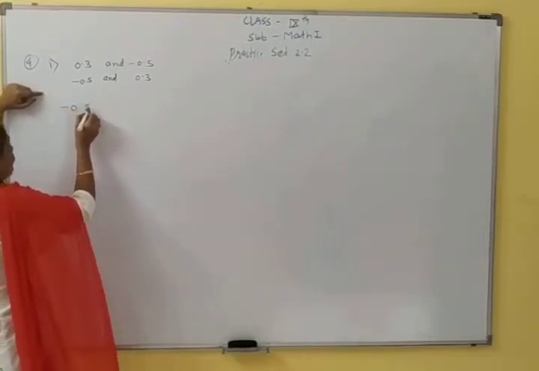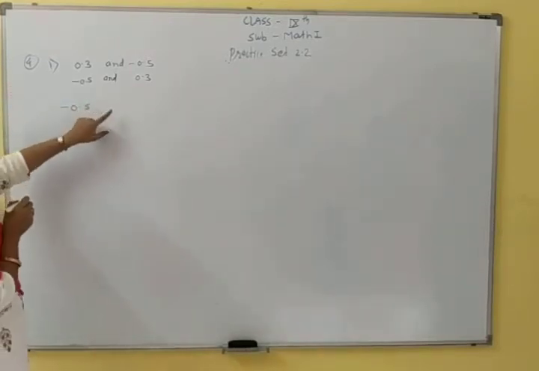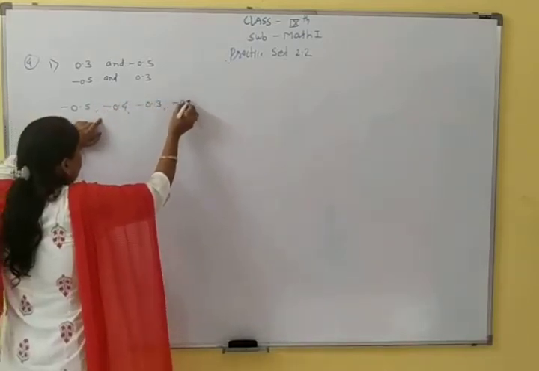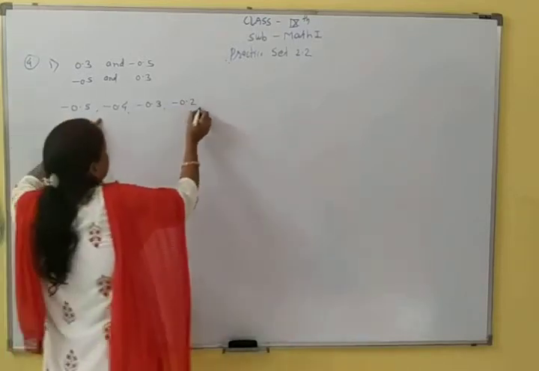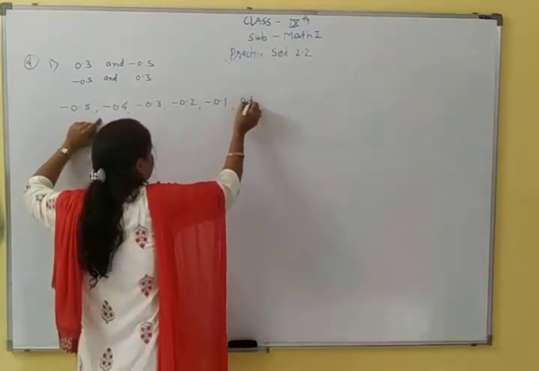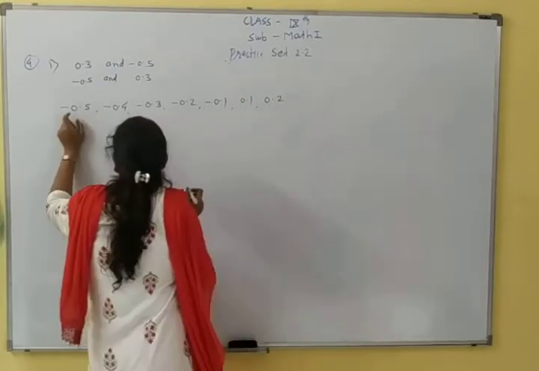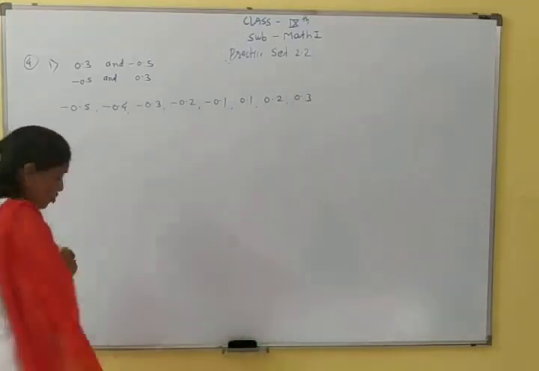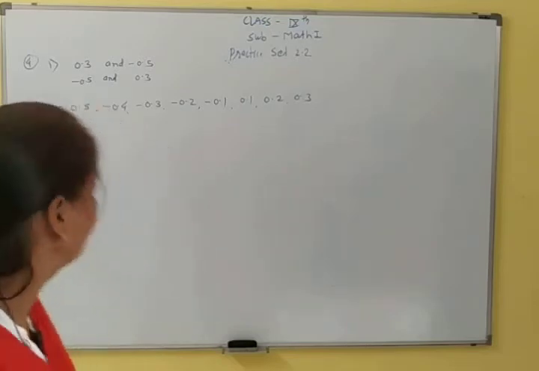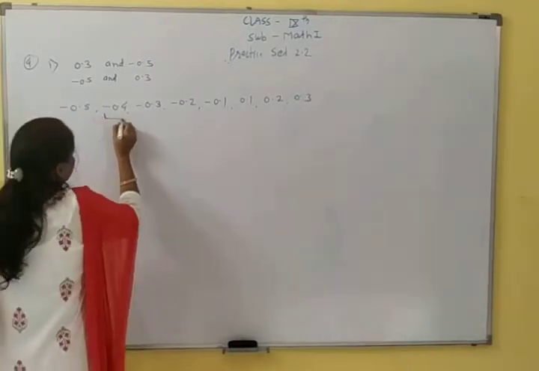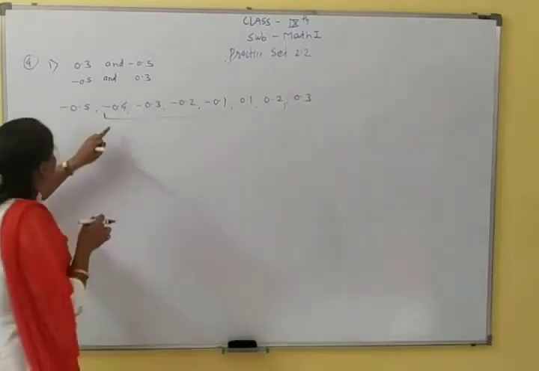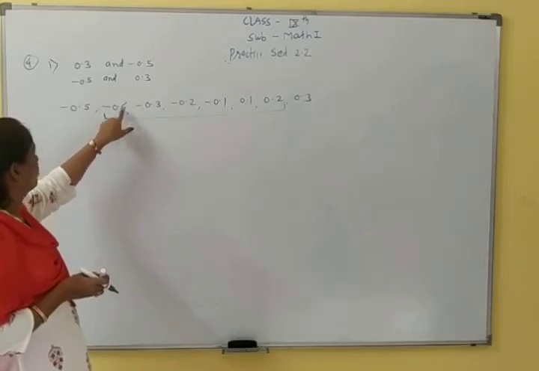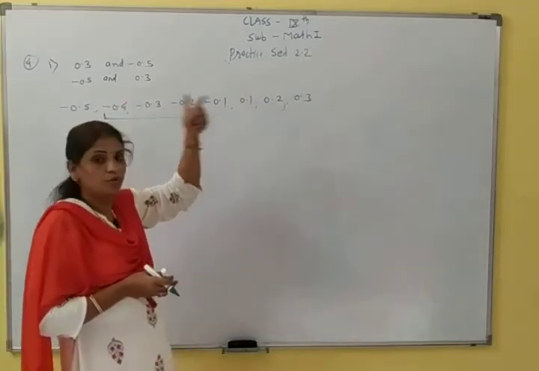So minus 0.4, minus 0.3, minus 0.1, then 0.1, 0.2. So these are the numbers between; the last number here is 0.3. So you can take any three rational numbers between these numbers, minus 0.5 and 0.3. Take any three numbers between these numbers. So this is minus 0.5, minus 0.4, up to 0.1, 0.2, up to 0.3.